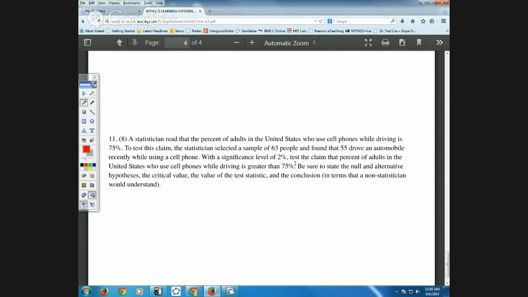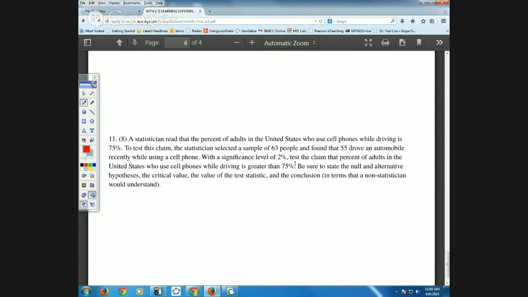Although 63 is greater than what critical number here? 30, yeah, so we're okay either way. With a significance level of 2%, test the claim that the percent of adults in the United States who use cell phones while driving is greater than 75%. So if he's going for a greater than, that means the data must have convinced him to head that direction. Because otherwise, what's the safe thing to do with hypothesis tests? Not equals, the safe thing, a two-tail.